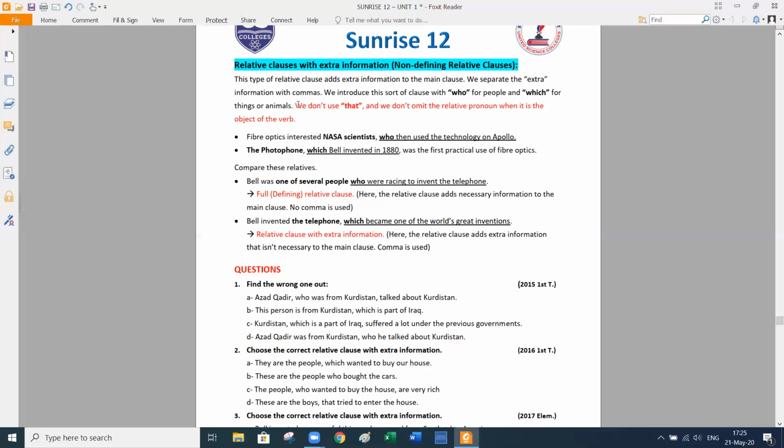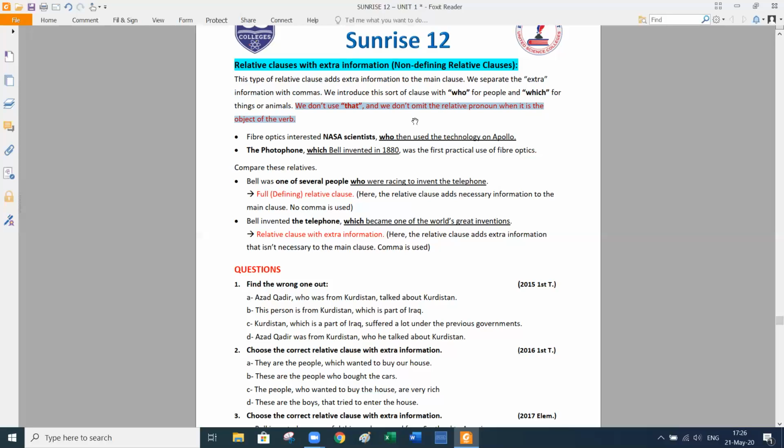Now, this here is very important. We don't use that, and we don't omit the relative pronoun when it is the object of the verb. We said that we can use that instead of which and who in defining relative clauses. But in relative clauses with extra information, we never use that. Never, ever. That's very, very important. So don't forget this. This is very important because there might be questions on this.